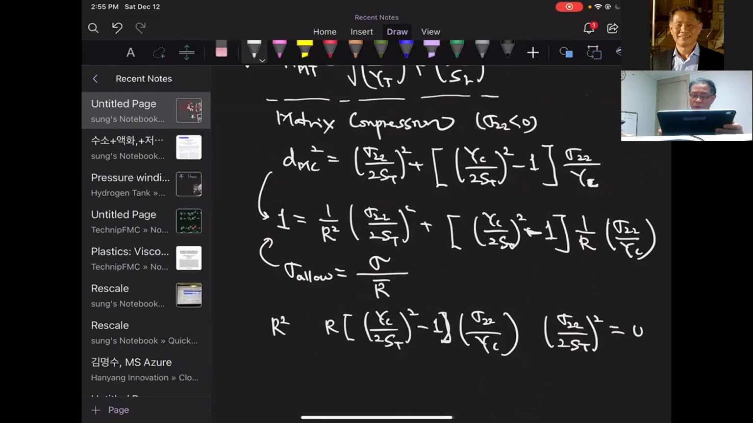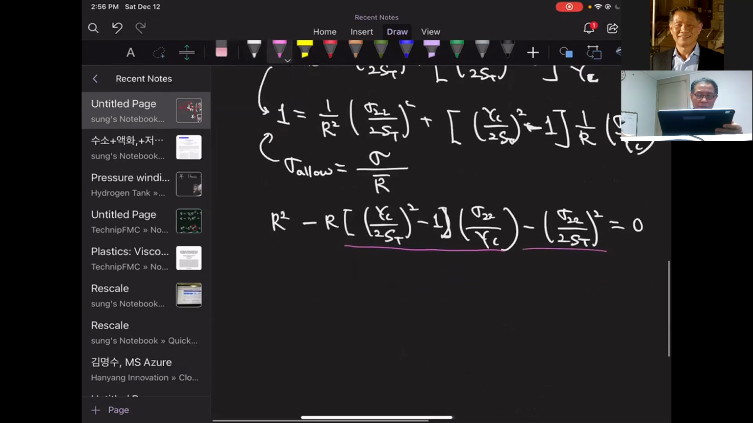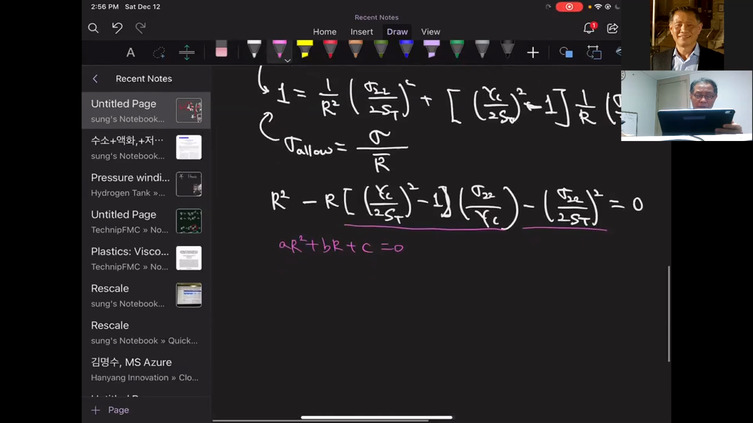Equal 1 equal 0, and this is going to be minus and minus. Well, these terms, we usually say a r squared plus b r plus c equals 0. This is the second order equation. And r will be simply minus b plus, we don't need a minus here, b squared minus 4ac.